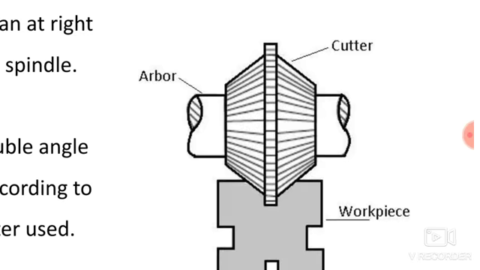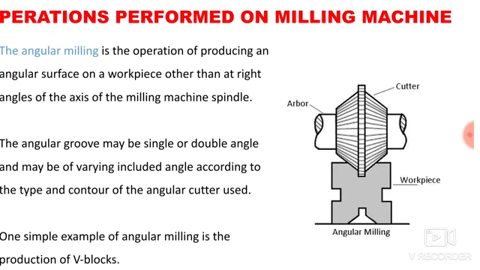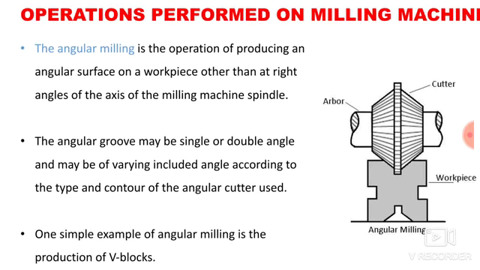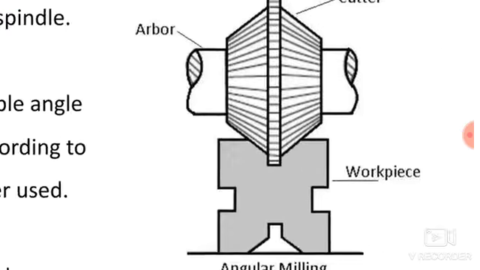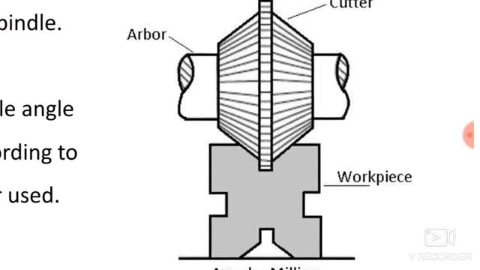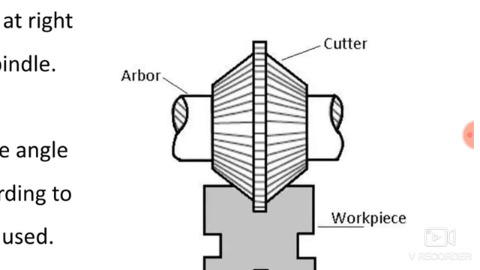If you observe a side milling operation, you are getting a face which is perpendicular to the surface of the workpiece. But whenever you want to produce a surface which is not perpendicular, in that case you can use the angular milling process, and with angular milling you can produce an angular surface on the workpiece other than at right angle. The angular groove may be single or double angle and may be of varying included angle according to the type of contour of the angular cutter used. So here we can produce the surface at any angle, and the angle depends on the angle of the surface of the cutter.